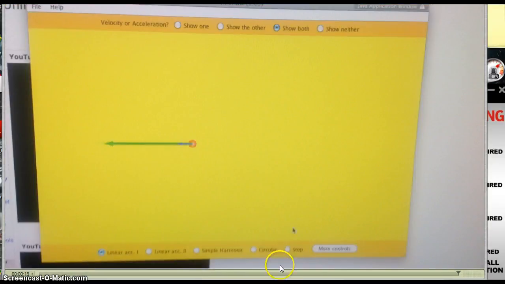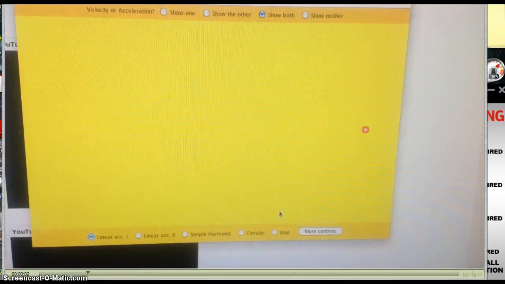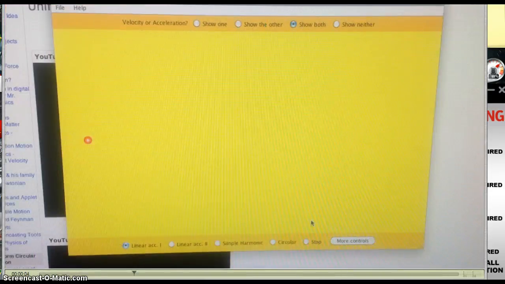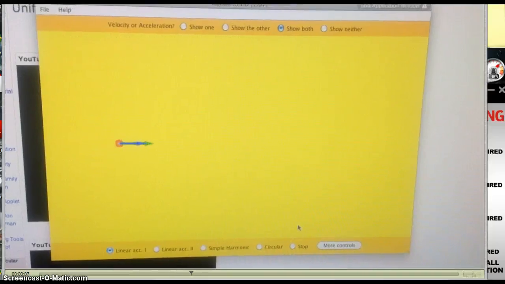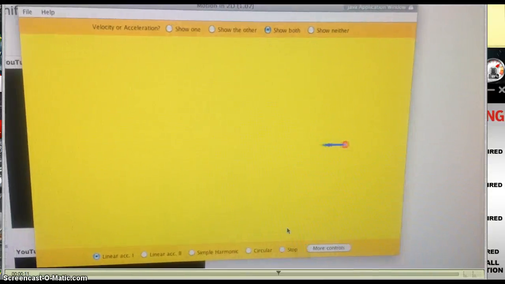Next, we have just a line. They're just going back and forth. Because of the framework we can't really see it that well, but you can see that the line is just moving side to side, along with an acceleration.